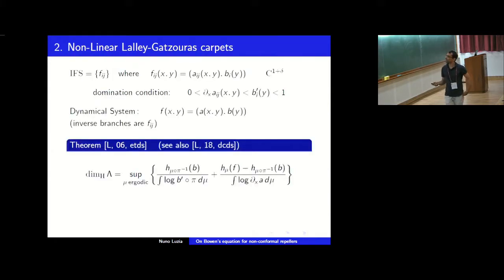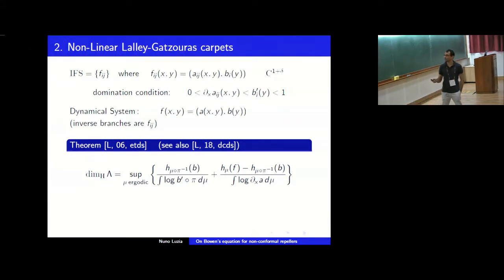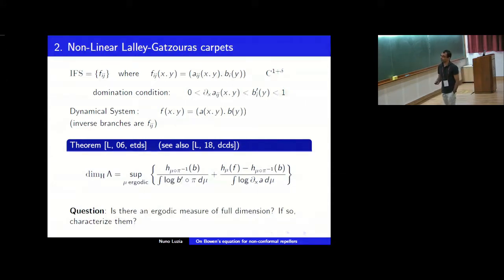So a main difference is now, instead of Bernoulli measures, you have to take the whole space of ergodic measures. And this formula for the dimension of the measure only holds for ergodic ones. So it's not trivial that there is an ergodic measure of full dimension. In other words, that this supremum is attained with an ergodic measure, because the set of ergodic measures is not closed, okay? So that is a natural question, okay, which is not trivial too.